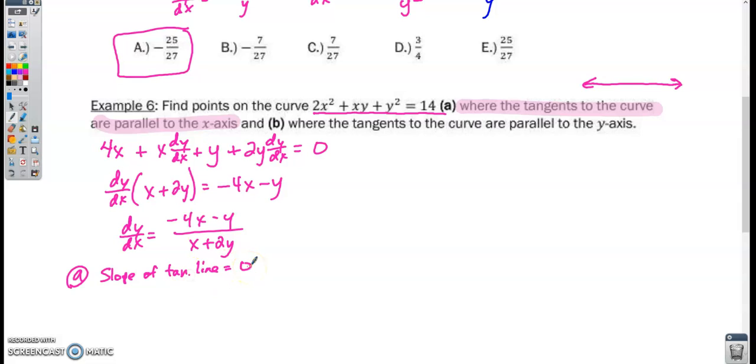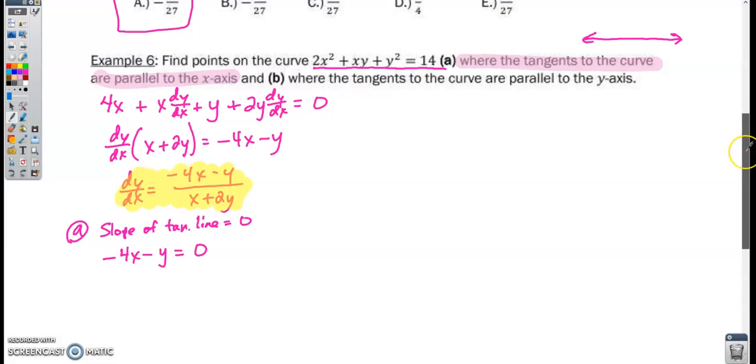Okay, so the slope of the tangent line is dy/dx. So in part A, we're looking for when dy/dx is equal to 0. In order for this fraction to be equal to 0, the numerator of this fraction has to be equal to 0. And so I'm going to set the numerator of this fraction equal to 0. That's going to give me a relationship between x and y for points on this curve where the slope of the tangent line is 0.